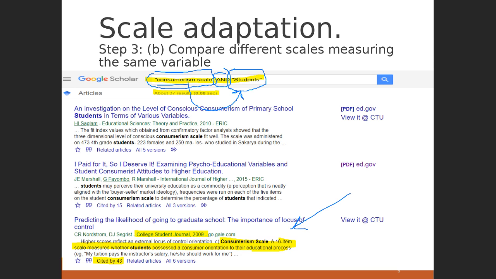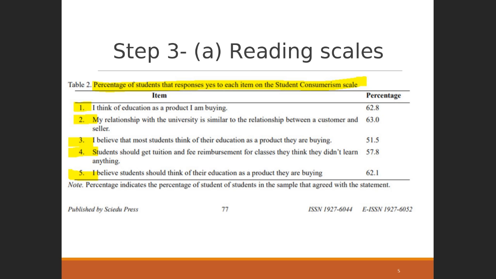For instance, they have used a 16 item scale. It means that there are 16 questions to measure student consumerism in this particular research paper. But in the last research paper, there were only 5 questions. So depending upon your proximity to your understanding of the concept, and depending upon their relevance to your research question, you need to choose a single scale. You can either go for this particular research paper's scale, or you can go for the last scale which we discussed in this particular slide.